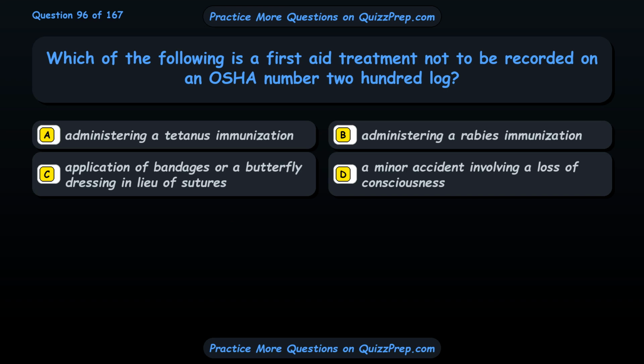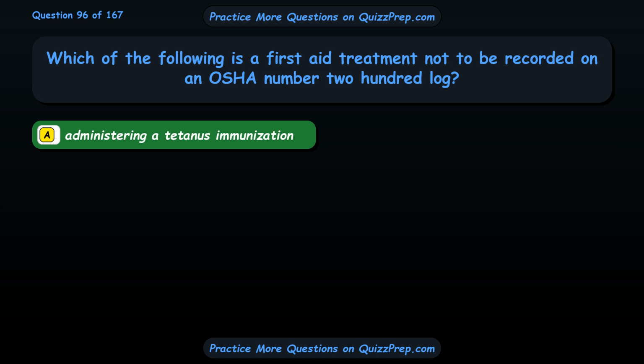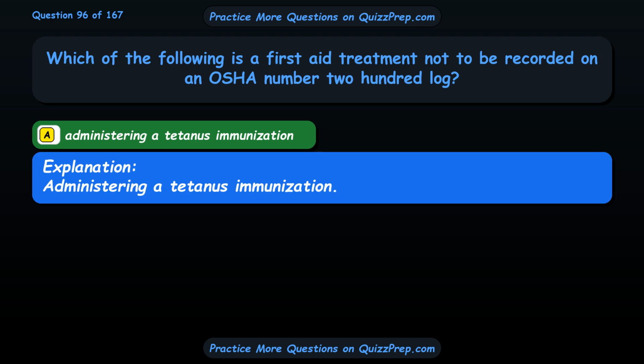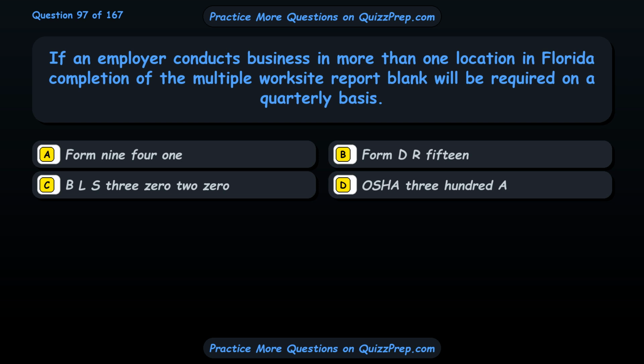Question 96. Which of the following is a first aid treatment not to be recorded on an OSHA number 200 log? Option A. Administering a tetanus immunization. Option B. Administering a rabies immunization. Option C. Application of bandages or a butterfly dressing in lieu of sutures. Option D, a minor accident involving a loss of consciousness. The correct answer is option A, administering a tetanus immunization.